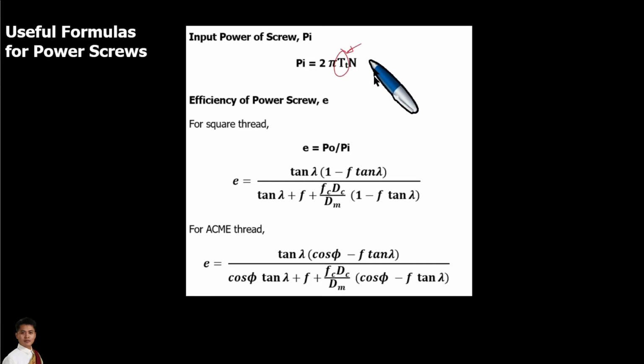Then lastly, for the efficiency. Okay, ito yung para sa square thread and then for acme. So, ang difference lang ng dalawang to ay yung cosine phi. Okay, yung phi, alam natin, yan ay 14.5.